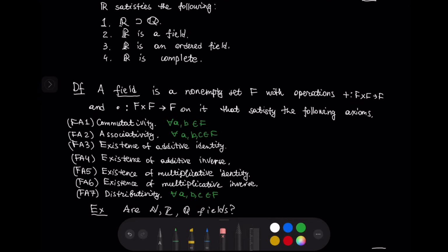So the set of real numbers R satisfies the following axioms. So first of all, R contains the set of rational numbers. Then R is a field.